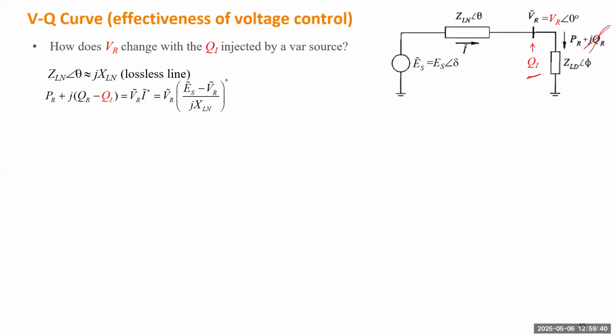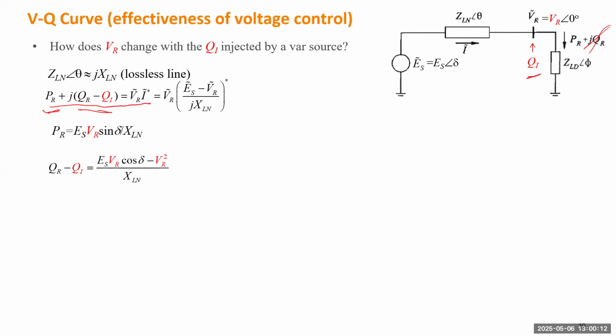So the complex power from the source, voltage can be calculated by this formula. Here, because QI is injected, reactive power will compensate part of the reactive load. So finally, the total complex power from the source will be PR as the real power, but the reactive power will be QR minus QI.